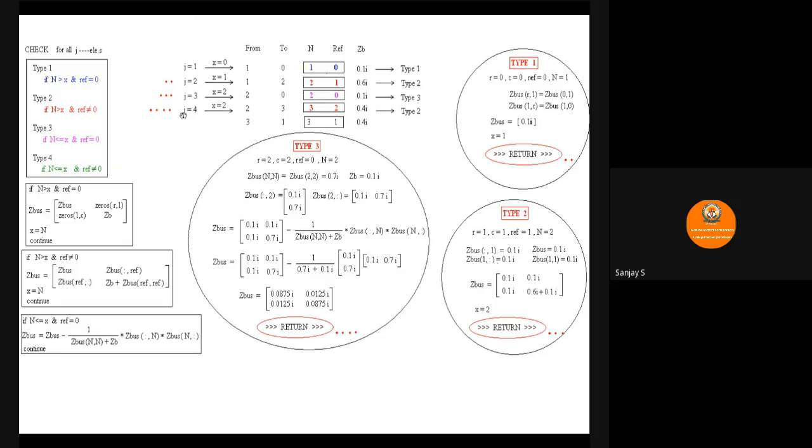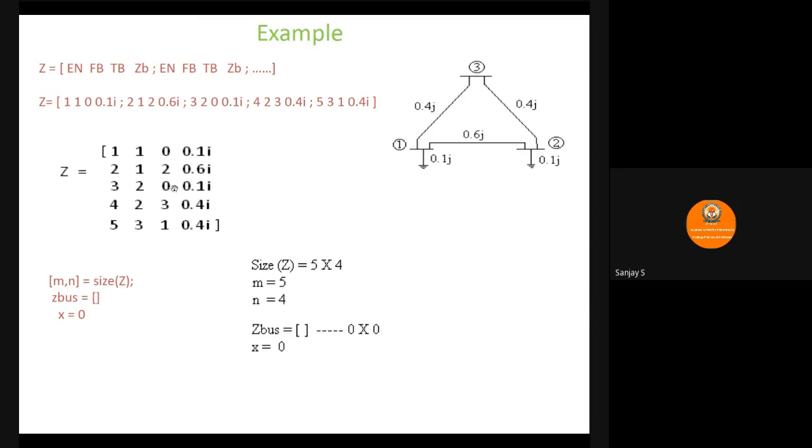In the fourth row, once again you will check for the condition. N is basically greater than X and reference is a non-zero value, so type 2 is getting repeated once again. Similarly, in the fourth row, check for the condition, which type it falls under, substitute the variables, and then find the ZBus matrix. So this is how we are going to execute the program on the ZBus matrix, which is quite different from the theoretical approach. So this finishes experiment number 5.